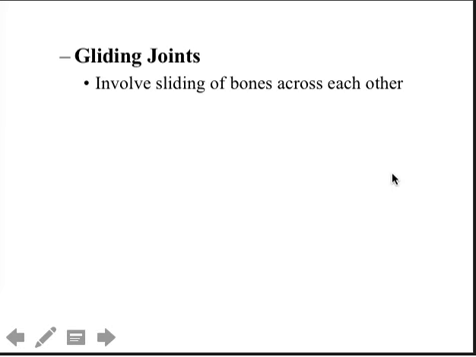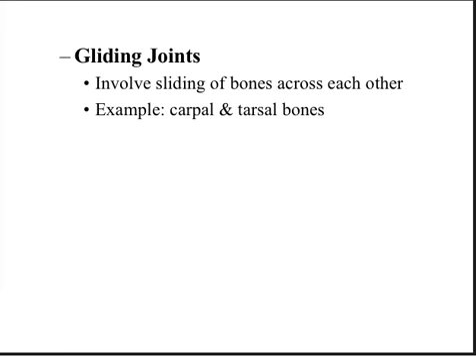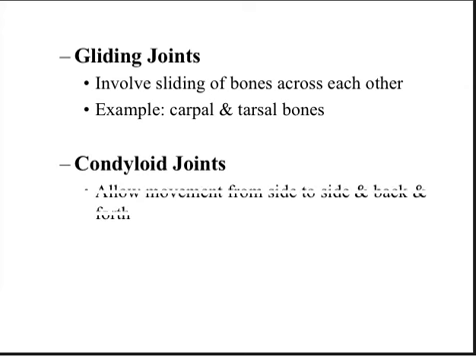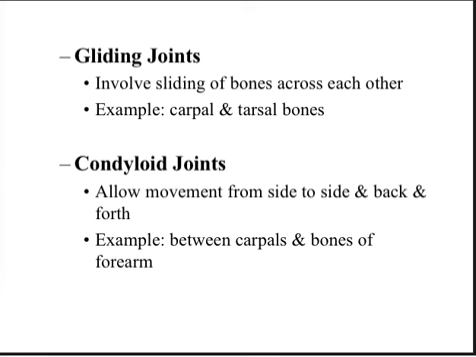Gliding joints involve the sliding of bones across each other. Examples include the tarsal and the carpal bones articulating with themselves, while condyloid joints allow for movement from side to side and back and forth. Examples include the carpals and the bones of the forearm.